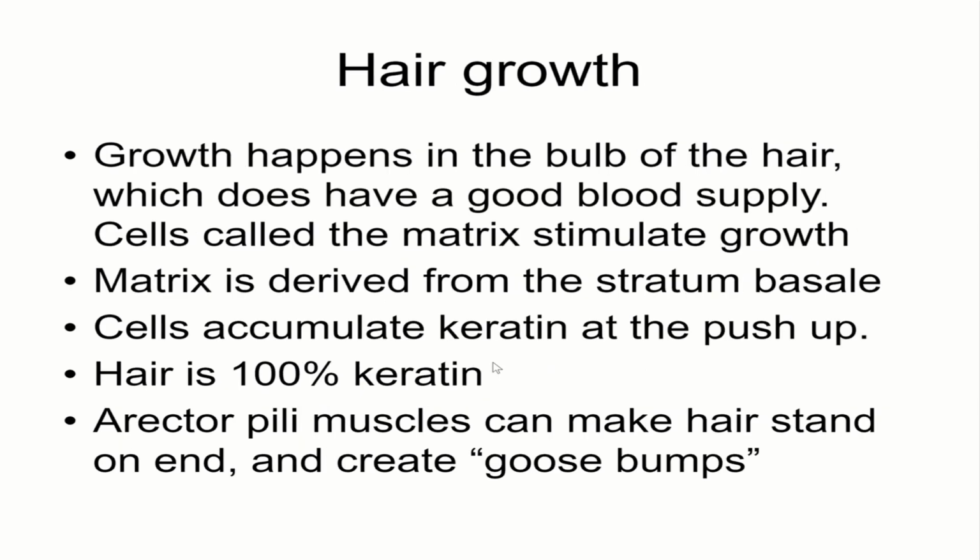Hair growth starts at the bulb of the hair, and the cells of a hair are actually keratin, just like the outer layer of the skin, but instead of being layered like we see in the skin, they're actually arranged into a tube. And so as those cells are keratinized, they're placed in that tube structure that we think of as hair.